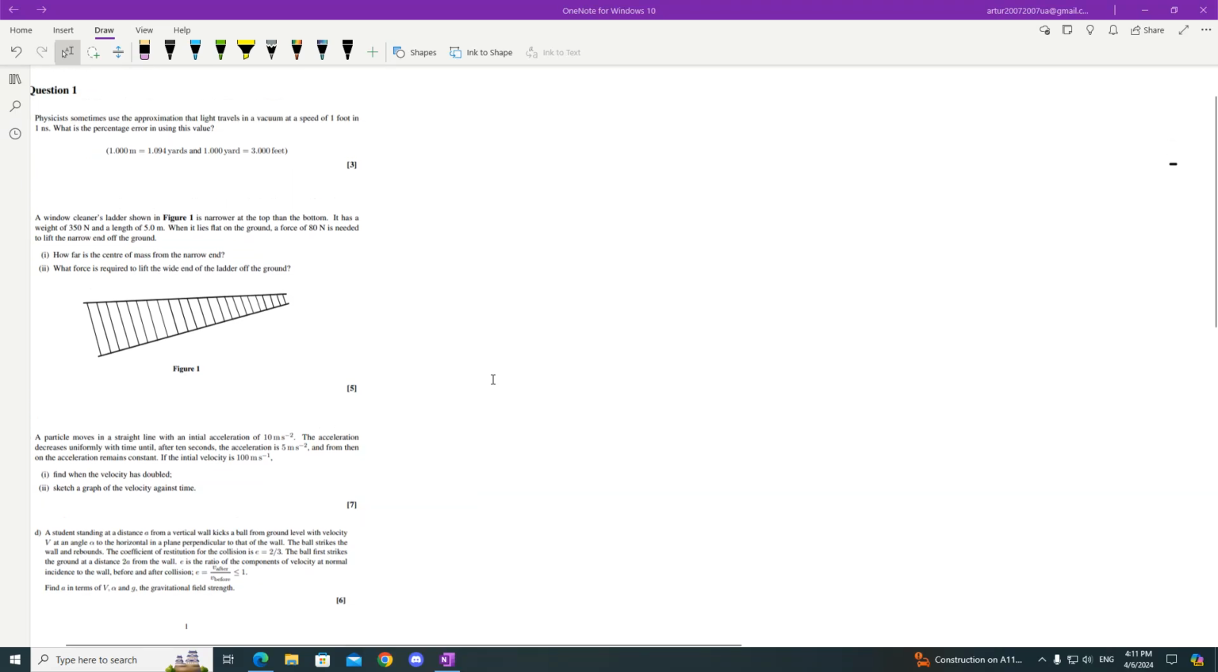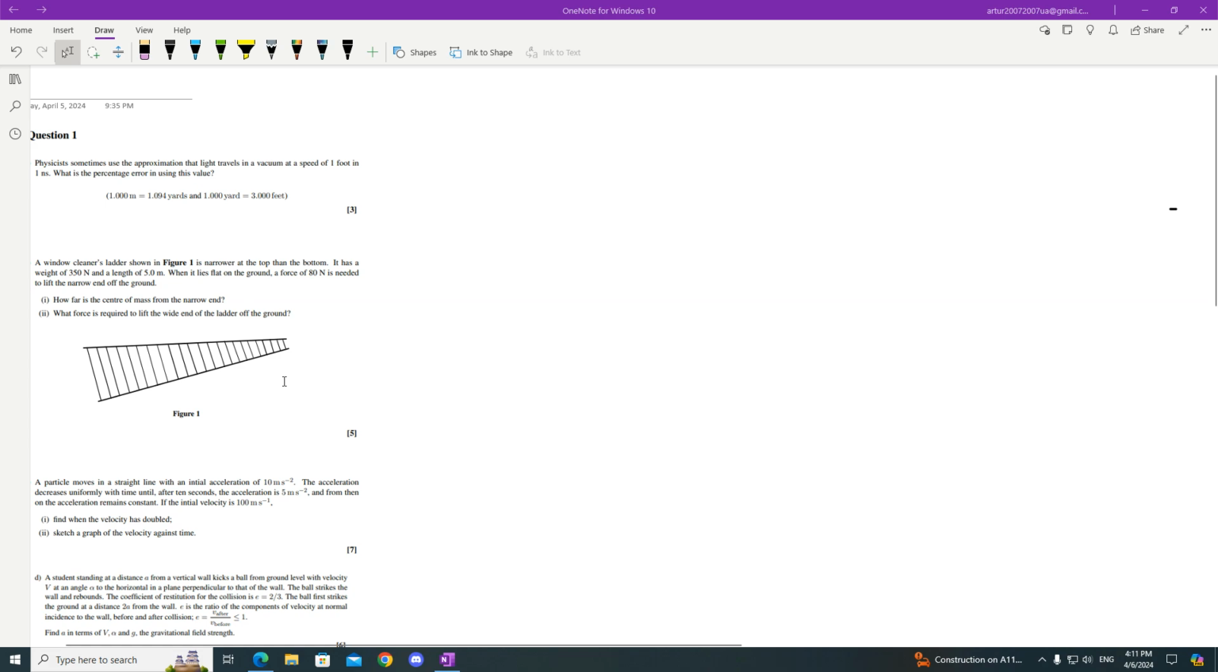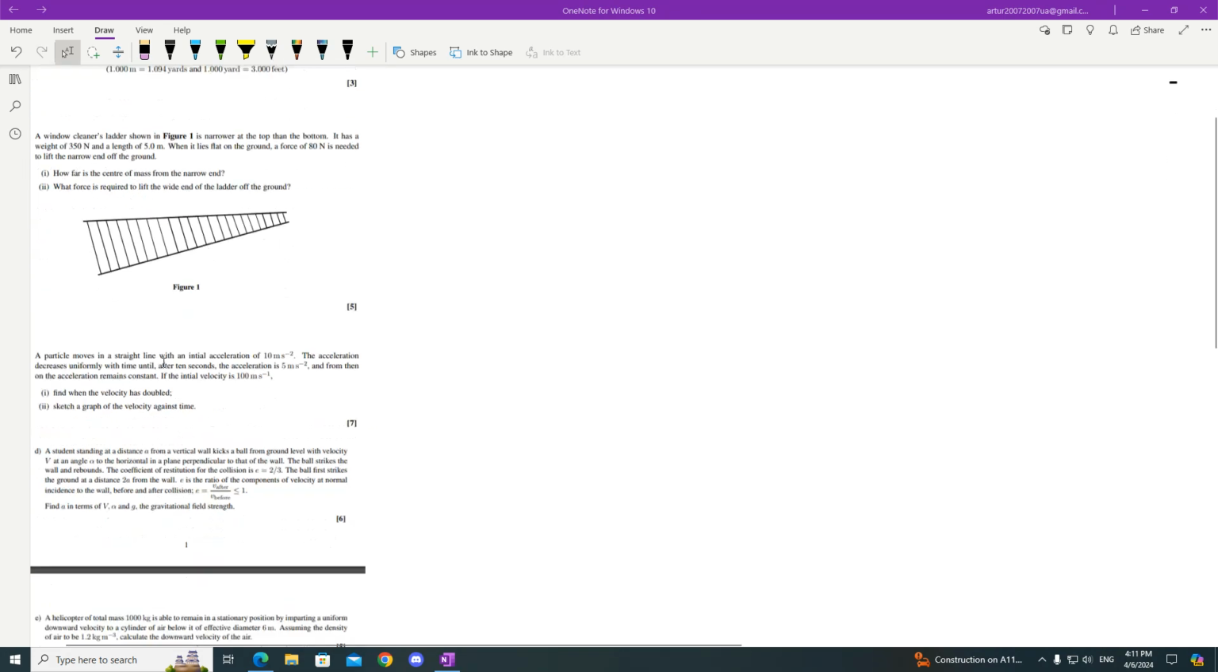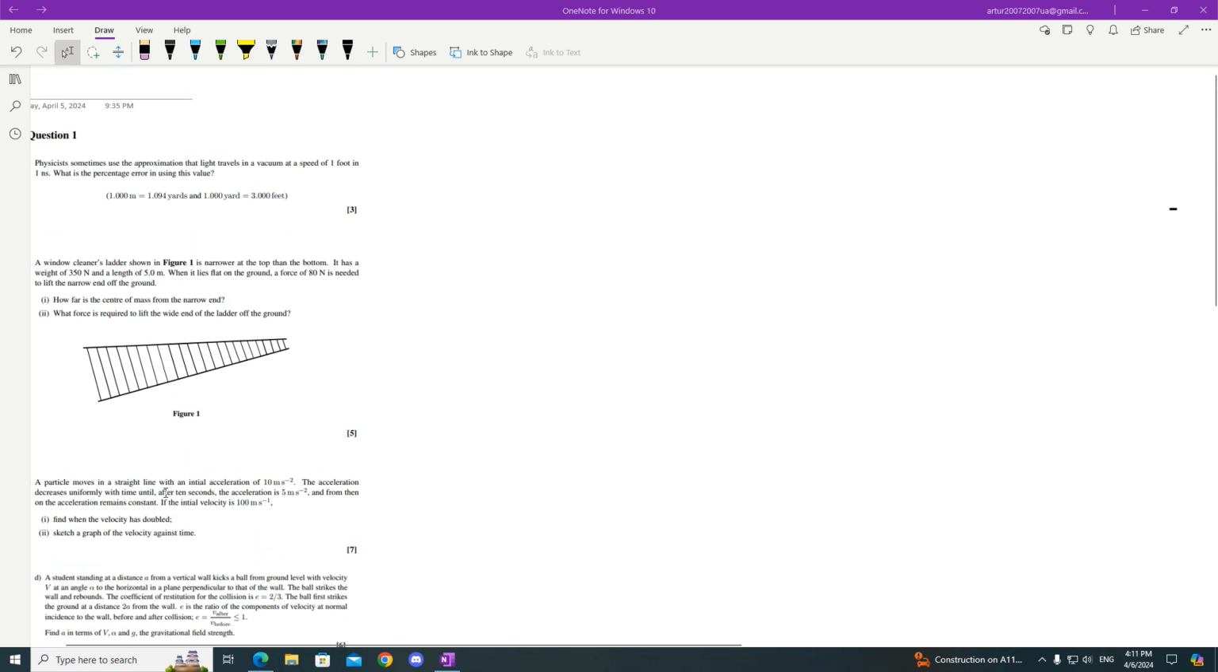Good morning. Today we again continue to solve Paper 1 from Round 1, 2017 of the British Physics Olympiad. Today we will solve tasks C and D. So let's start. A particle moves in a straight line with initial acceleration 10 meters per second squared.